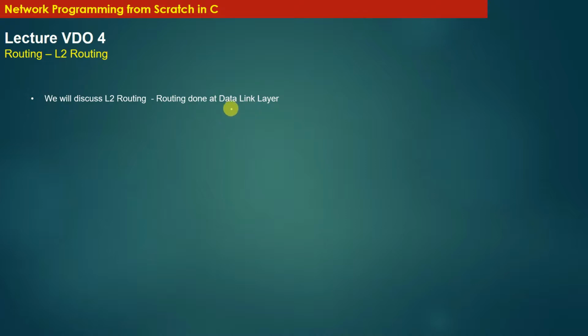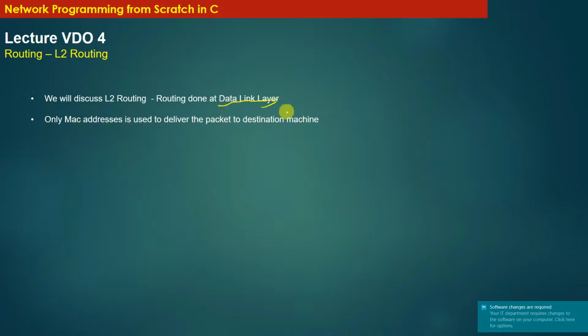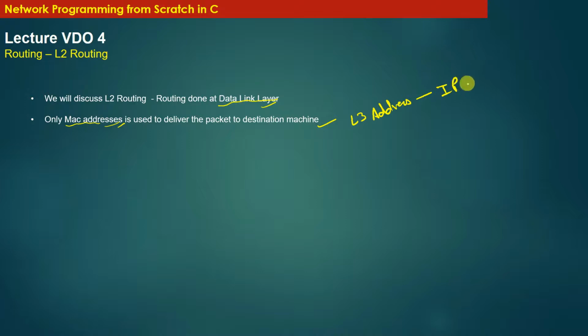When we talk about L2 routing at a data link layer, only MAC address is used to deliver the packet to the destination machine. It means only MAC addresses are responsible to take your packet from the source to the destination machine in L2 routing. There is no use of IP addresses in L2 routing. It is for this reason that IP addresses are also called network layer address or L3 address, whereas MAC addresses are called L2 addresses because L2 routing is done only using MAC addresses.